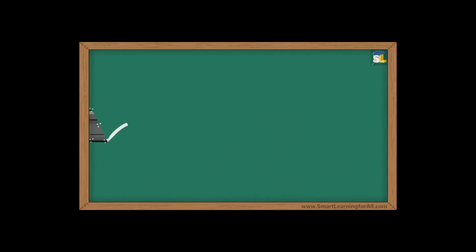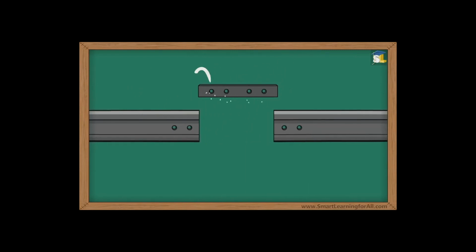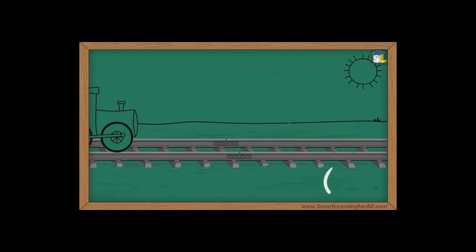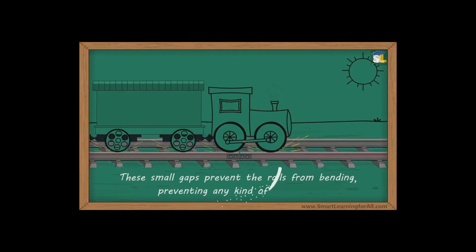To avoid this, the rails are not joined together firmly. Instead, each rail is connected to the other in such a way that a small gap is left in between them. These small gaps provide space for easy expansion of the rails, which happens due to continuous friction between the train wheels and the rails. Hence, these small gaps prevent the rails from bending, preventing any kind of accidents.